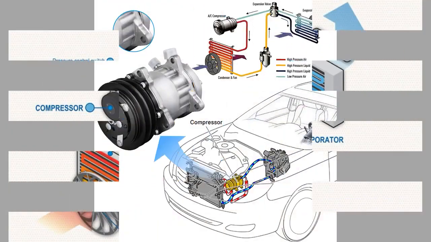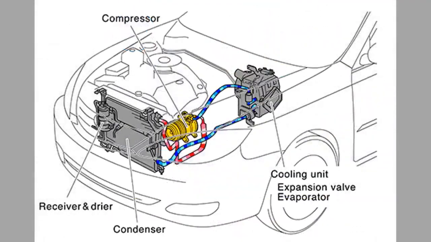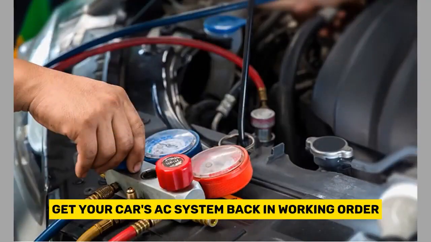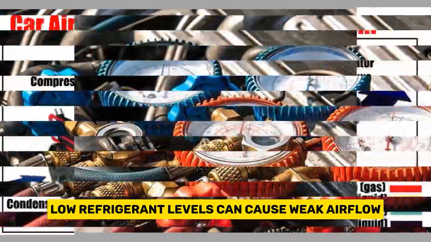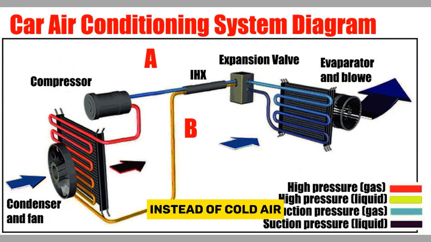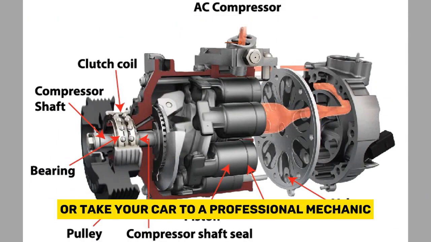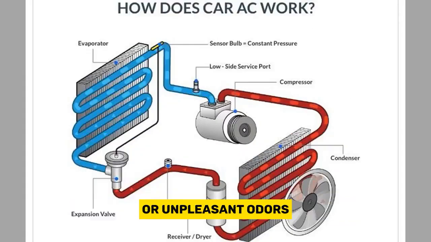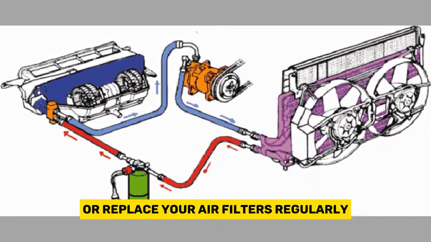Troubleshooting tips. Now that you know what kind of problems you might encounter, let's talk about how to fix them. Here are some troubleshooting tips to help you get your car's AC system back in working order. Check the refrigerant levels. Low refrigerant levels can cause weak airflow or hot air blowing instead of cold air. You can check the refrigerant levels yourself using a pressure gauge or take your car to a professional mechanic. Clean the air filters. Dirty air filters can cause weak airflow or unpleasant odors. Make sure to clean or replace your air filters regularly.